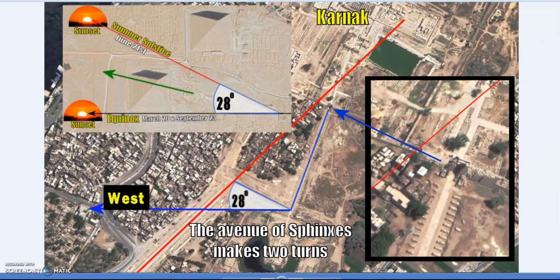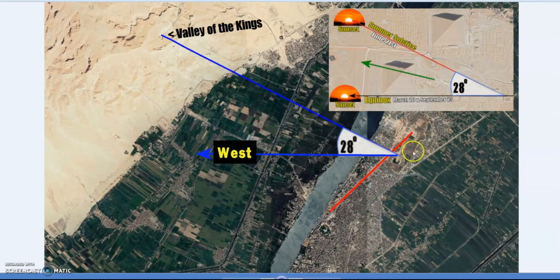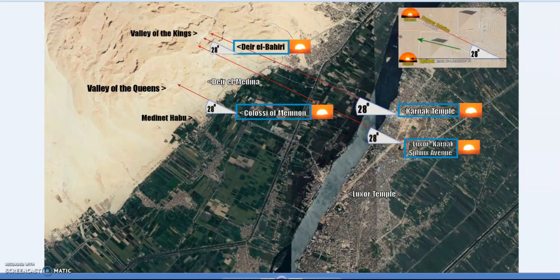Now you could also apply that to the opposite angle, so the winter solstice sunrise, but I'm just focusing on the summer solstice sunset. And again, it points to the Valley of the Kings, probably to a position. So even though Luxor itself is not, the Sphinx Avenue has it in there as well.